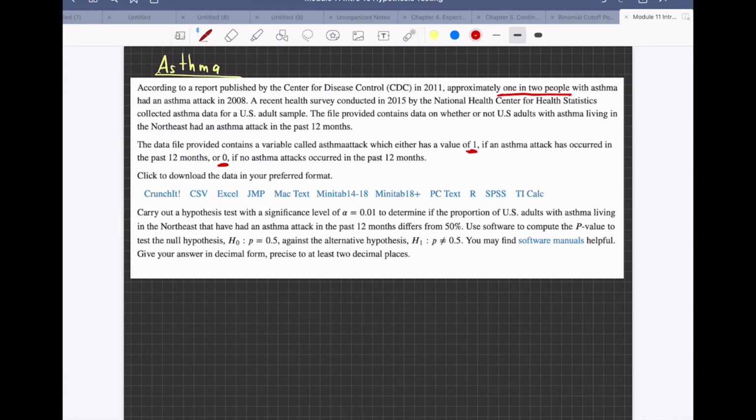Carry out a hypothesis test with a significance level of 0.01 to determine whether the proportion of U.S. adults with asthma living in the Northeast that have had an asthma attack in the past 12 months differs from 50%. Use software to compute the p-value to test the null hypothesis. Notice, we already have the null hypothesis, and here they're saying that we have to use the alternative, p different. So in this case, we have to compute the p-value another way. All right, I'm going to show you how to compute the p-value.